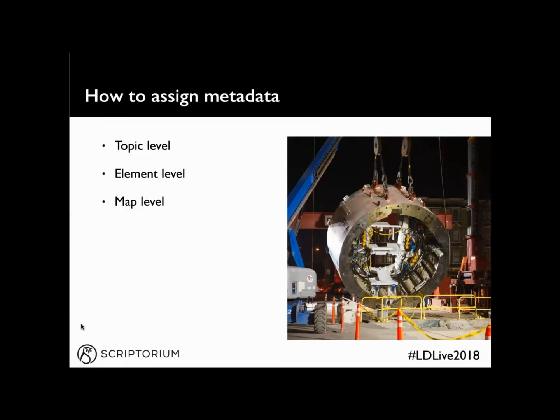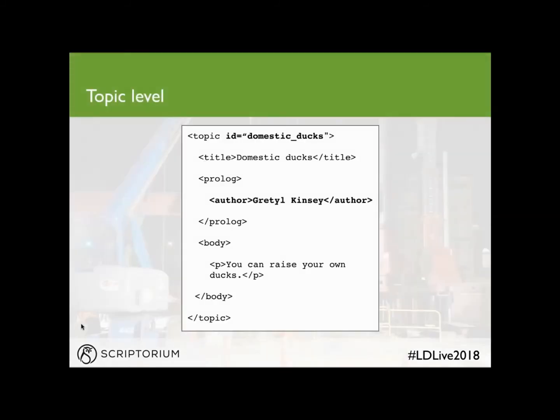When it comes to actually assigning metadata to your DITA content, that can be done at the topic level, the element level, or the map level. So let's take a little bit of a closer look at how that's done. First we have an example of metadata at the topic level. And the first thing that we see is that piece of metadata I mentioned that's required, which is the ID attribute. So we have our topic element containing the entire topic, and that has an ID of domestic ducks.